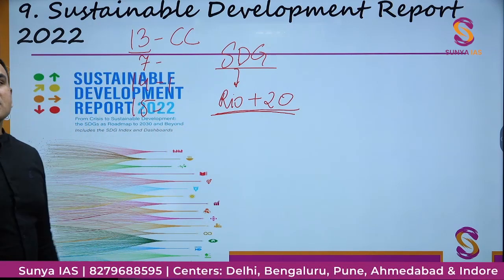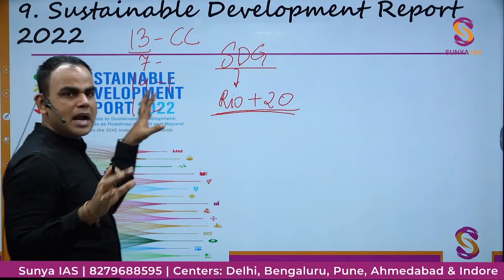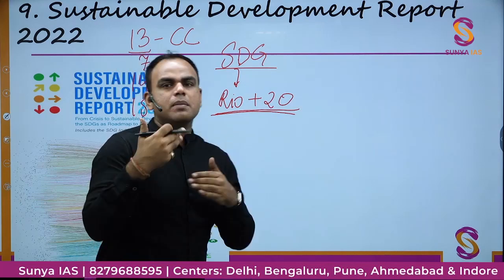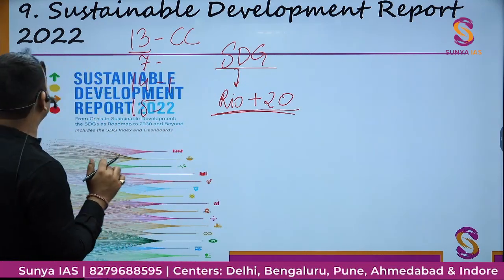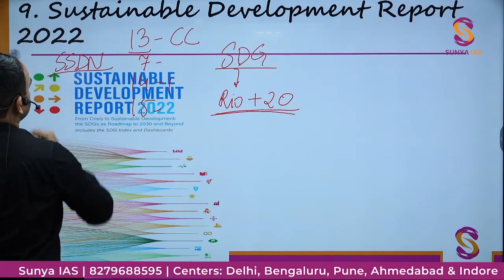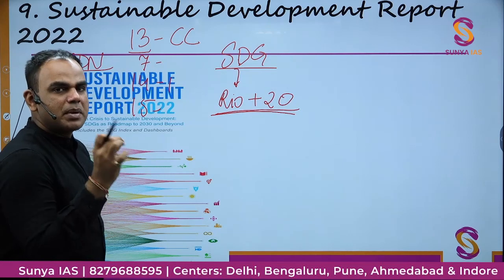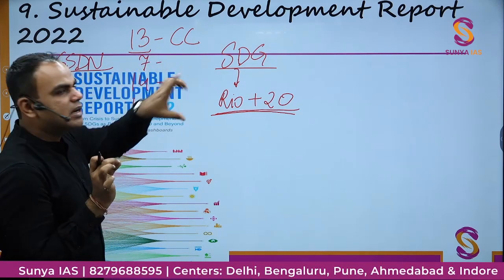So all these things are overall very important for you to know. Life below water, life on land, etc. So please be aware about these things. Fine. So this is the Sustainable Development Report of 2022 published by SDSN. There is this Sustainable Development Solutions Network, which publishes the report on sustainable development. All right.